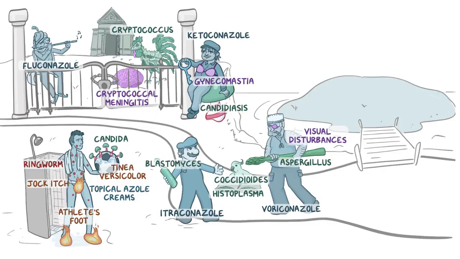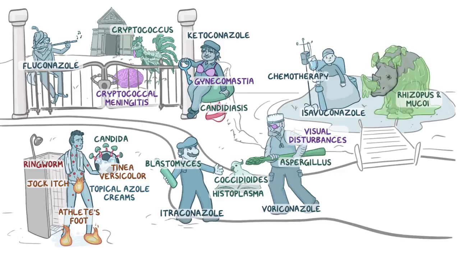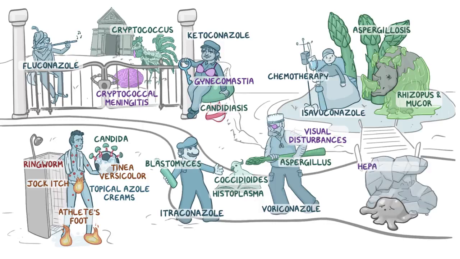Finally, the widest part of the street is connected to an island for isavuconazole. Living here is a kid with cancer undergoing chemotherapy. His only companion is, unfortunately, a rhino covered in mucus, for Rhizopus and Mucor species. The only vegetation here is giant asparagus, for serious aspergillosis. For side effects of systemic azoles, let's put a large liver-shaped rock for hepatotoxicity. It's crushing a chrome-colored cell, since it's a cytochrome P450 inhibitor.